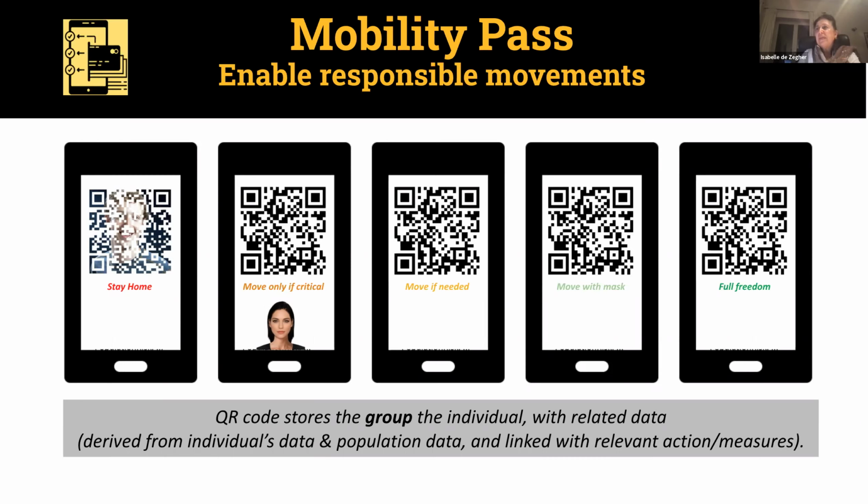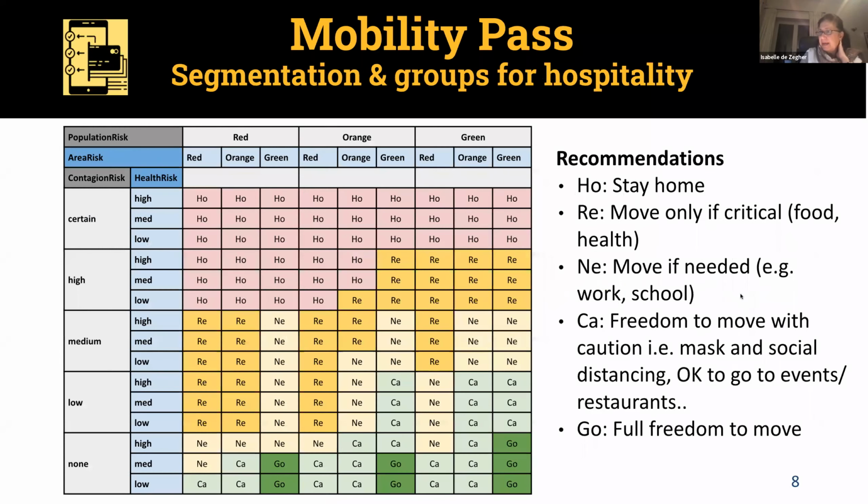One of the key components that we have developed in My Data for Pandemics is to go with something a little bit more sophisticated, based on groups, and based on where you are, and different types of data, so that you would fit in a different group. And your QR code would actually be linked to that. So you could be a stay-at-home person, or move only if critical, or have full freedom to go everywhere. And that's based on personal data, but not just personal data, also population data and where you actually want to go.